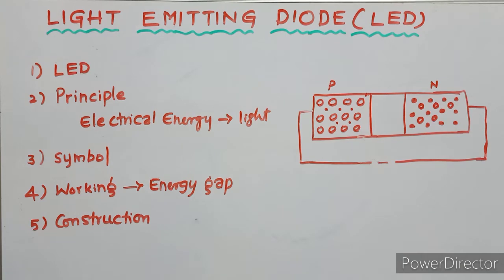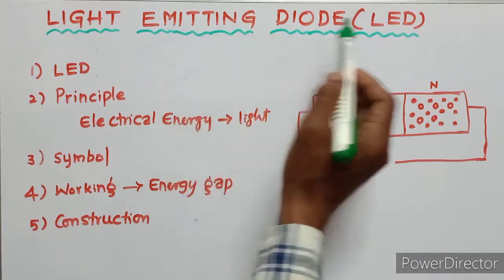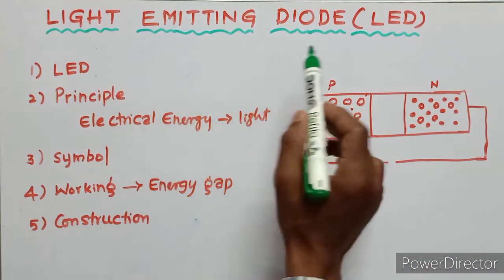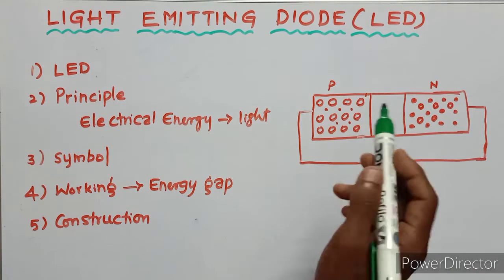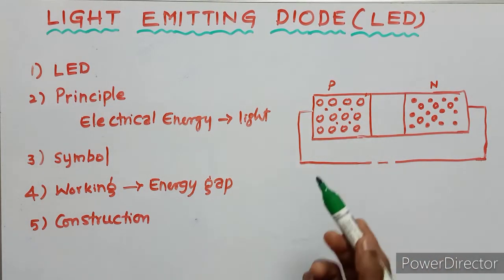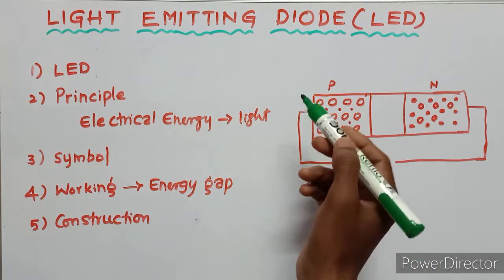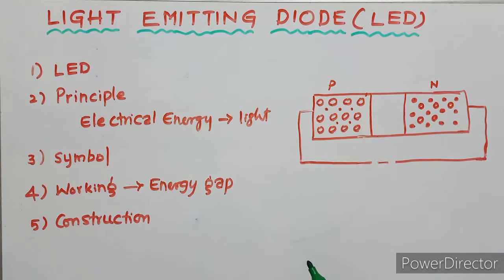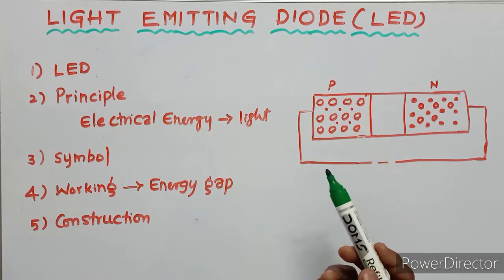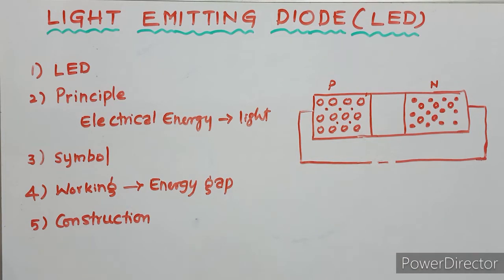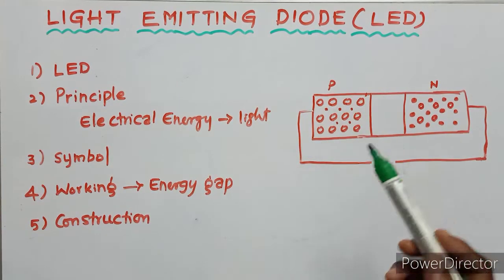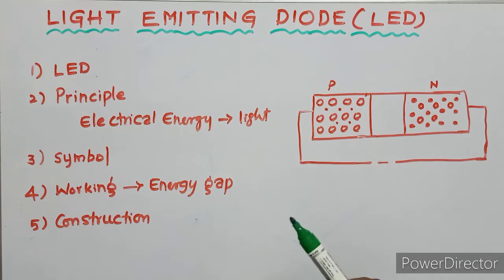Now we are going to discuss the light emitting diode, that is L for light, E for emitting, D for diode. Light emitting diode, LED. Nowadays LEDs are very useful in electrical circuits and TVs, televisions, calculators, digital calculators, phones, traffic signals. LEDs are used in those sectors. So first of all, what is the LED?